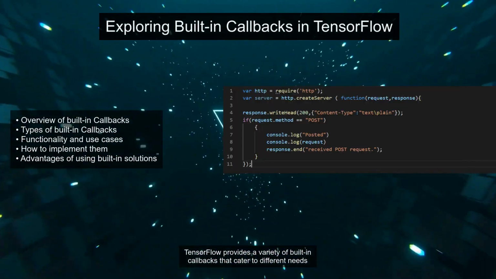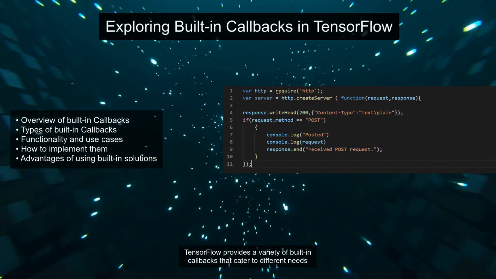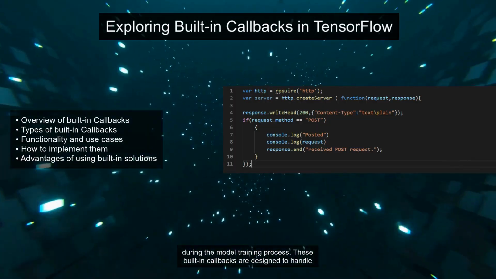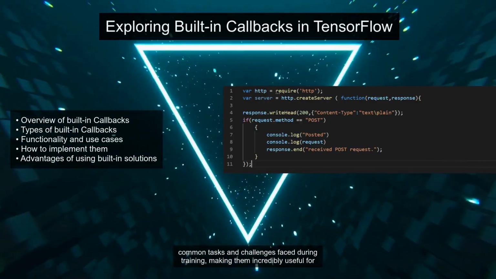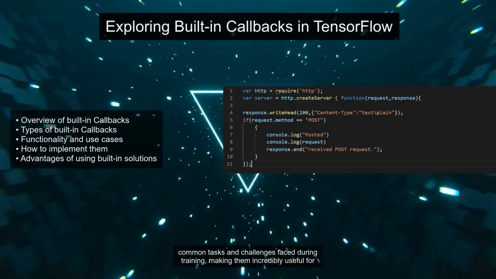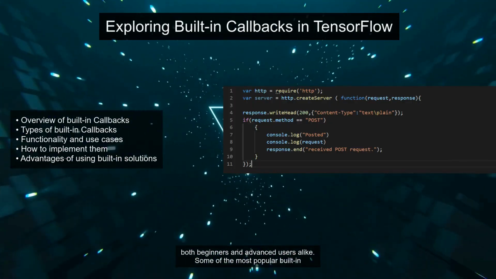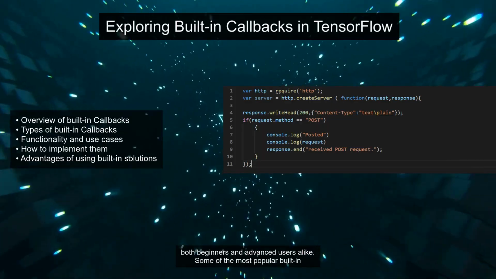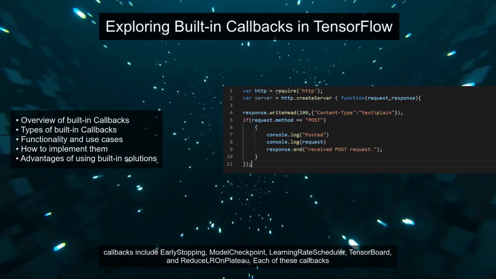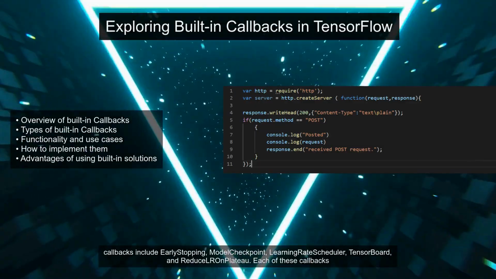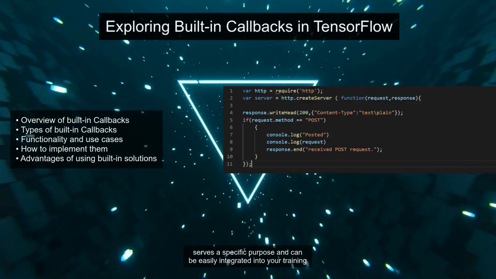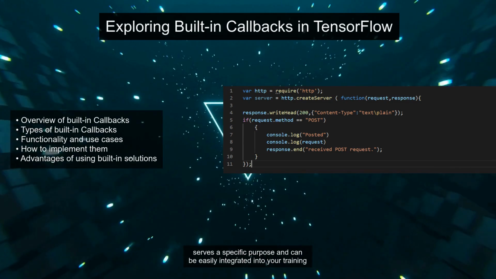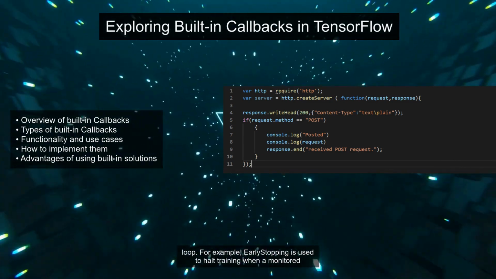TensorFlow provides a variety of built-in callbacks that cater to different needs during the model training process. These built-in callbacks are designed to handle common tasks and challenges faced during training, making them incredibly useful for both beginners and advanced users alike. Some of the most popular built-in callbacks include EarlyStopping, ModelCheckpoint, LearningRateScheduler, TensorBoard, and ReduceLROnPlateau. Each of these callbacks serves a specific purpose and can be easily integrated into your training loop.